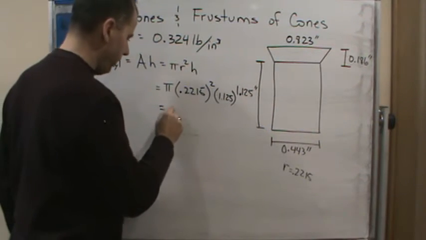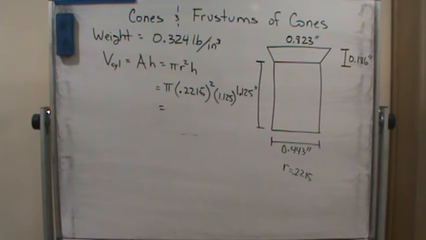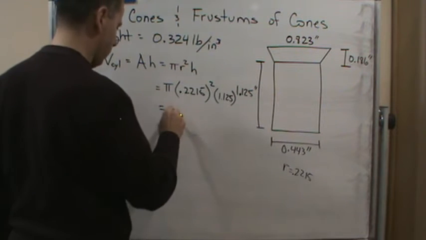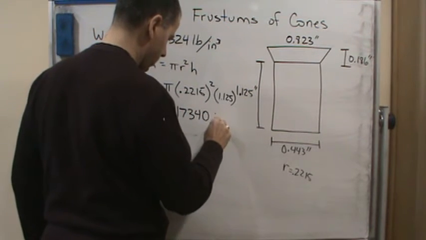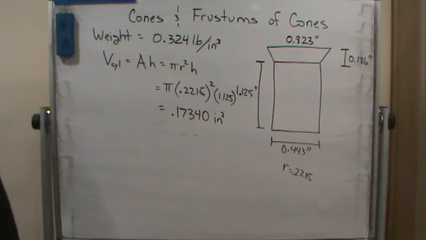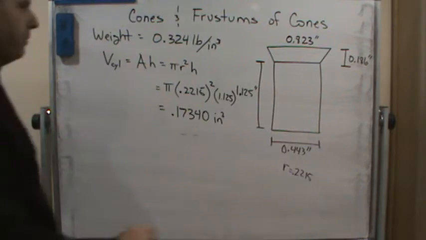Now, what's the volume of that part of the rivet? That's going to be 0.17340 cubic inches.